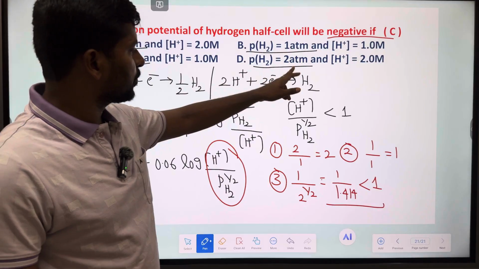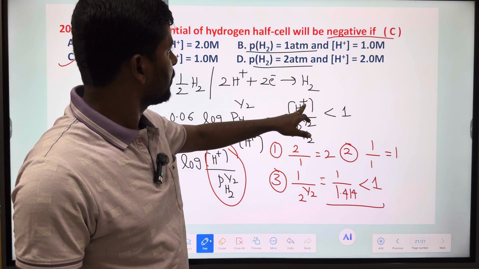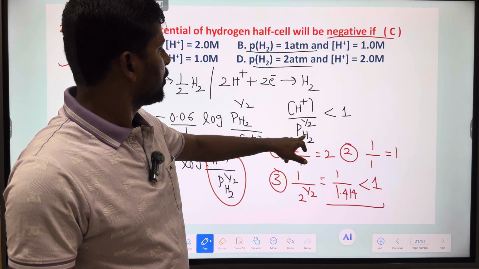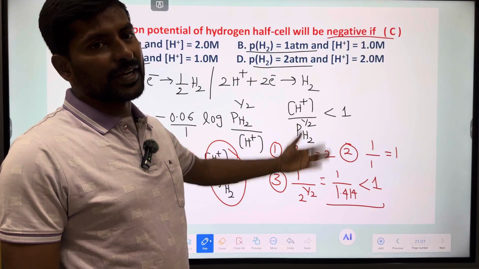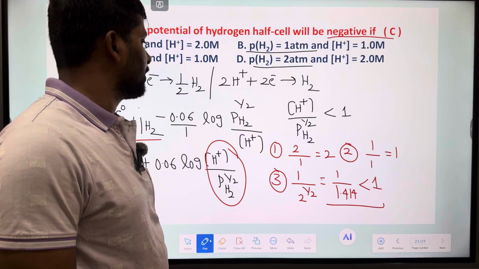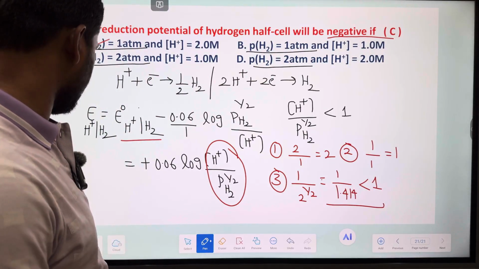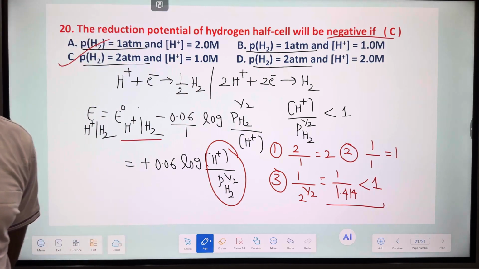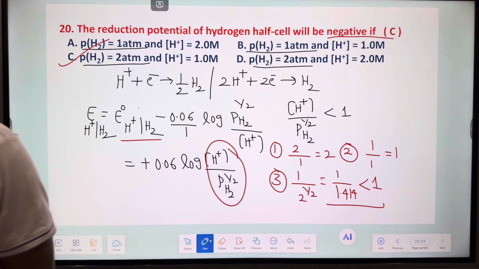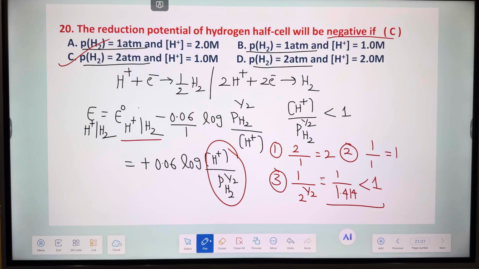What about the fourth one also? 2 by 2 to the power 1 by 2, that is 2 by 1.414, and we will get greater than 1, and positive we will get, right? So option C is correct, and these are some questions from the Nernst equation, based on cell potential and electrode potential. Okay, thank you.